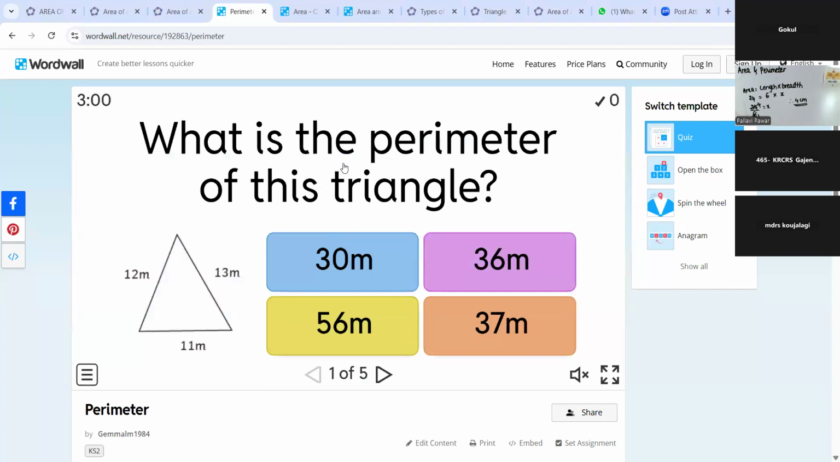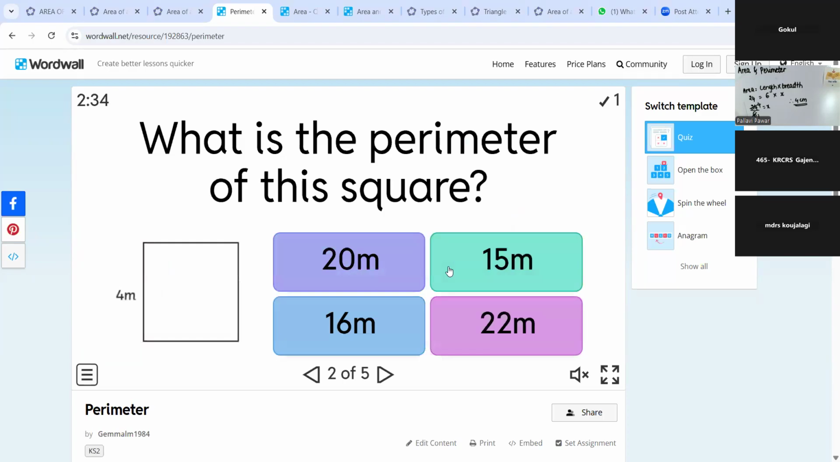So now tell me what is the perimeter of this triangle? All the three sides are different. Can you tell me what its perimeter will be? So it is 12 meter, 13 meter and 11 meter. What will its answer be? 36 meters. Are you sure? Let's check. Yes, it is correct. So all the three sides have to be added here.